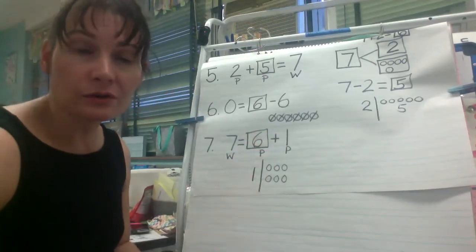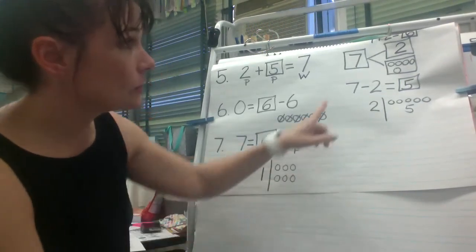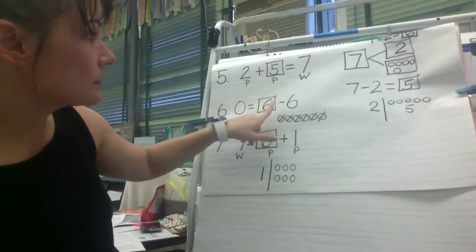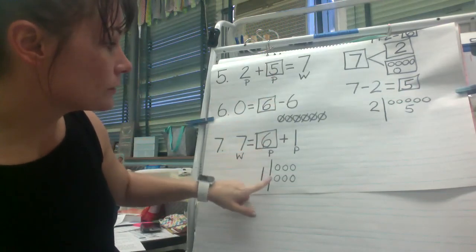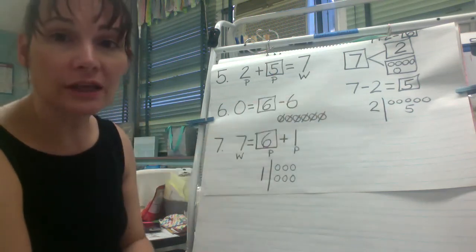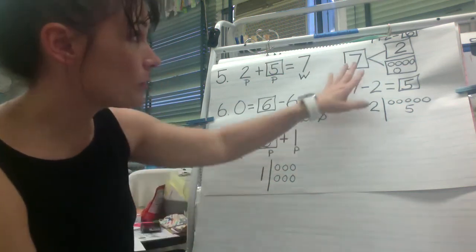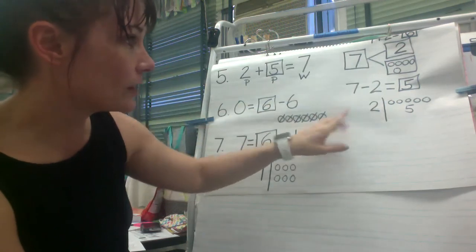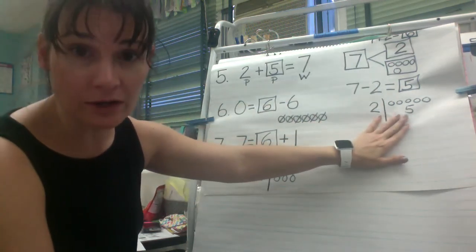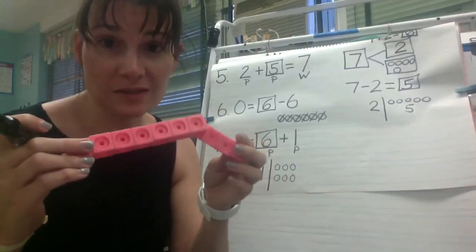So boys and girls, when you are solving for missing add-ins, when you have a missing part or a missing whole, make sure that you draw out a model if you need help. Some ways that you can do that are using your part-part whole or a number bond. You can draw out counters. You can count on. You can even use your cubes.